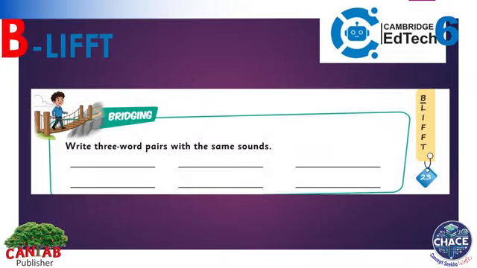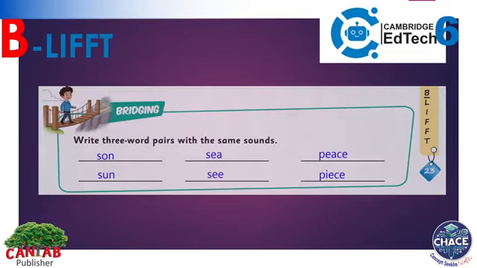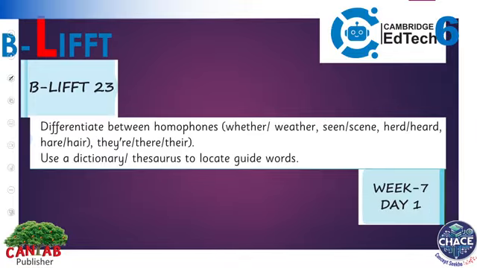Here is the bridging. I hope you have solved it, and here is the answer of that bridging. Let's see what learning outcome we have today. We are going to discuss Lesson number 23, in which there are two SLOs. First, differentiate between homophones like weather and whether, seen and scene. And second, use a dictionary or thesaurus to locate guide words.